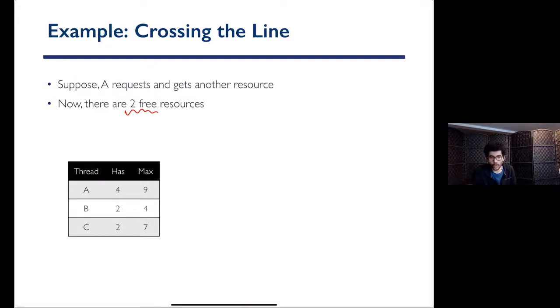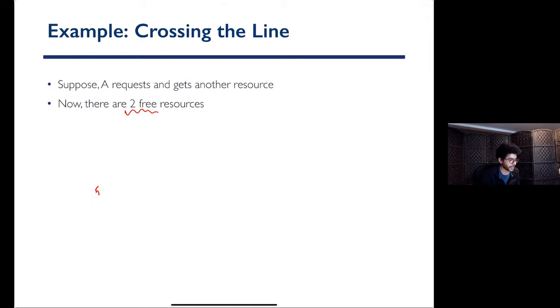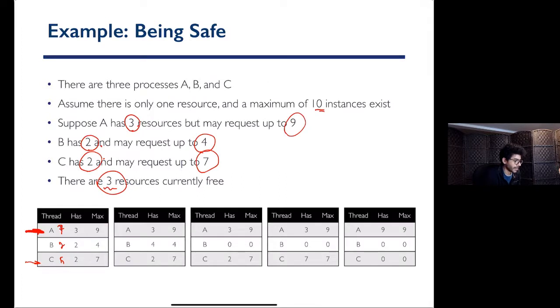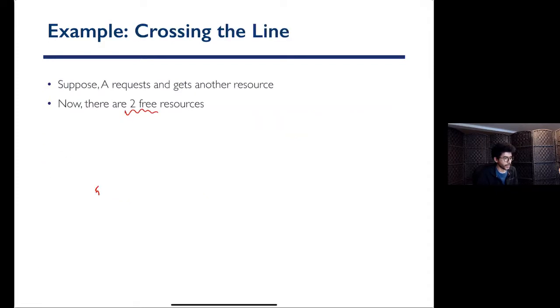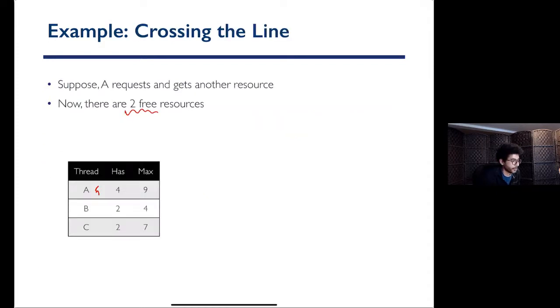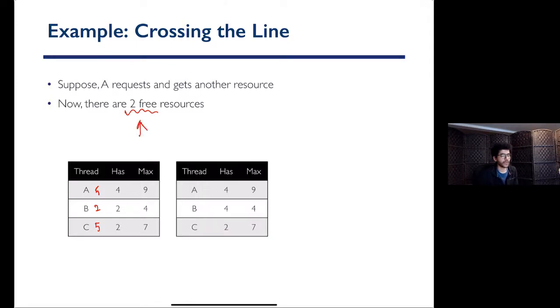If everybody requests for their max immediately after this, so simultaneously everybody asks for their max, so A would want 5 more. Oh, did I make a mistake here? My math is bad. This is 6. Sorry. Yeah. So A wants 5, B wants 2, and C wants 5. Right now, I have 2 free, so I can give it to B. Right. B can finish, and then B releases the 2 he has.